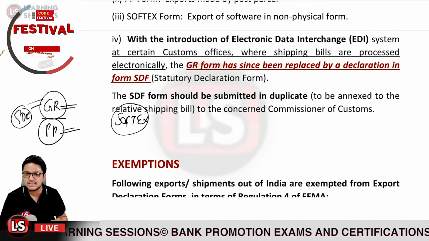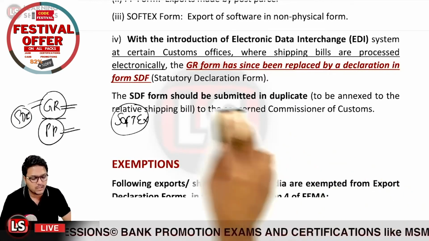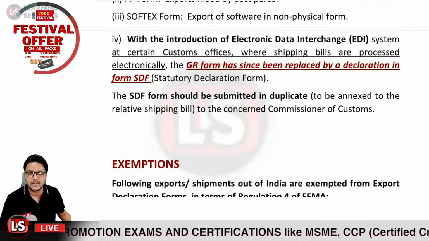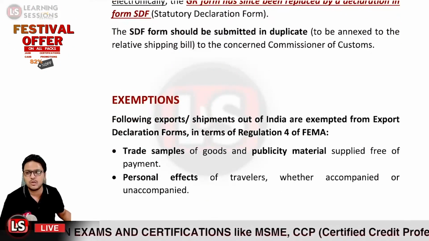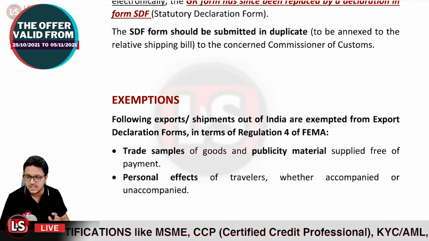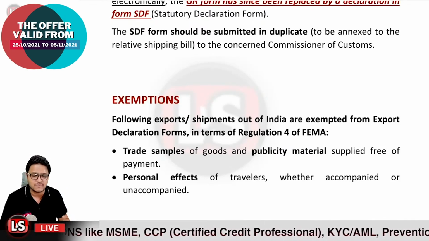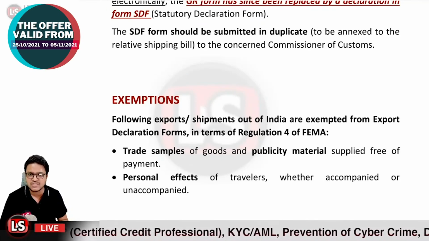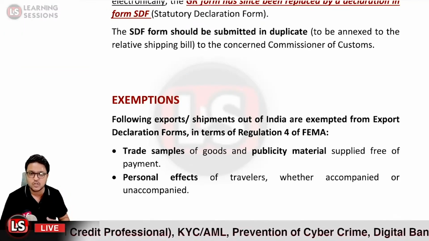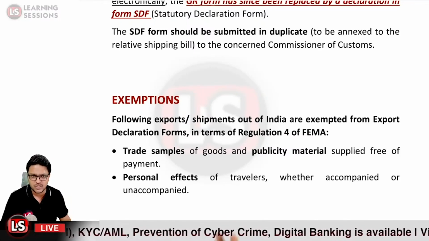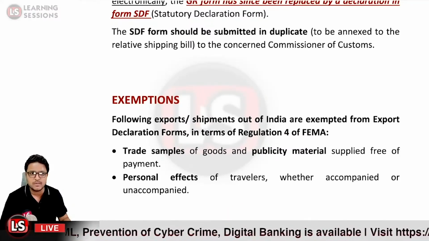Okay, but there are some exemptions where you need not declare the forms. Let us have a look at it because it is quite important. First of all, it is related to if you are sending trade samples. So you have not made the export as such, but you have sent the samples. Or you must have exported publicity material. It may be the case that for publicity or marketing purposes, you have exported a sample to the purchaser. In that case the form is not to be declared.